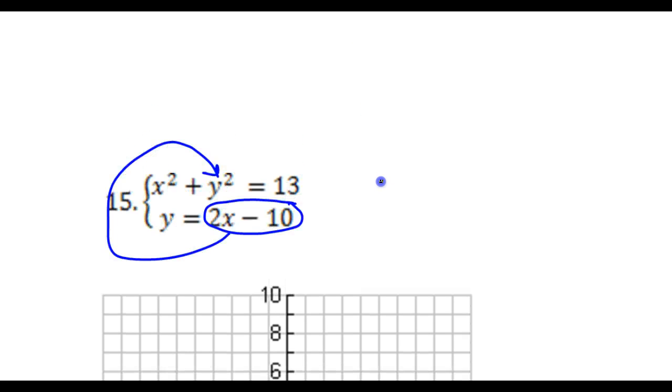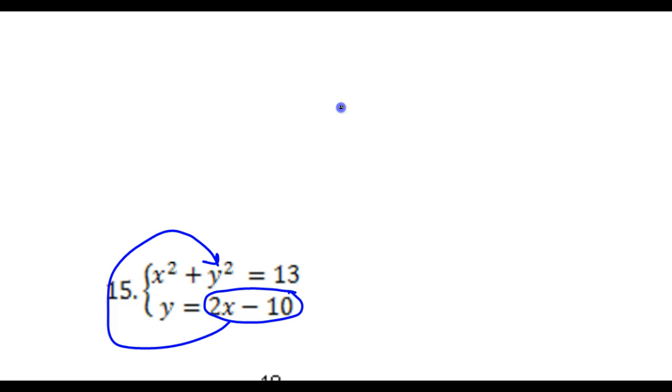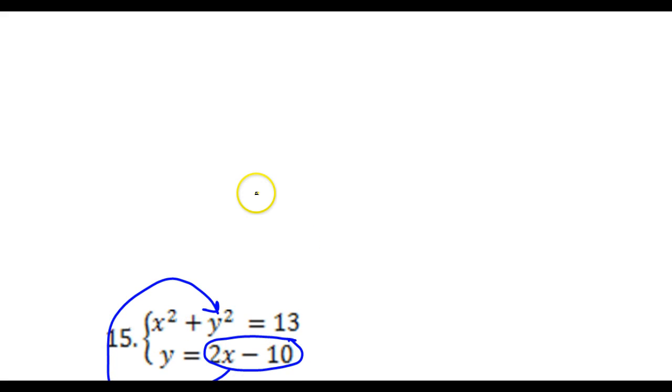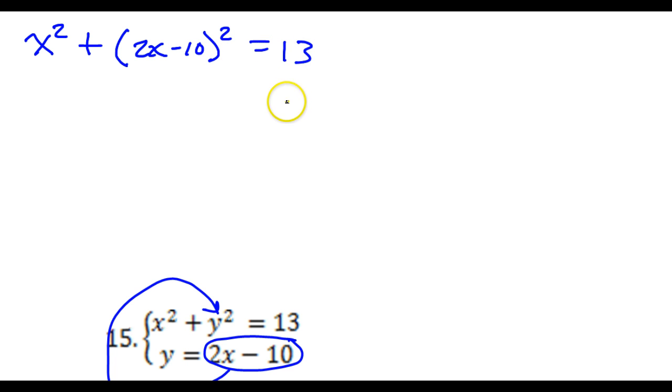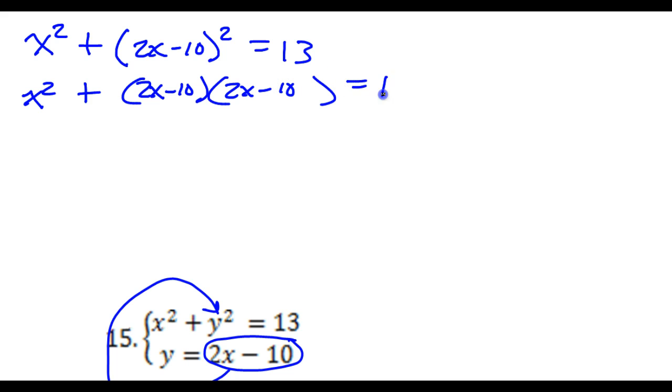So if I do that, that's going to give me x squared plus, now here comes y squared. But instead of y squared, I'm going to put (2x minus 10) squared, and that's equal to 13. So that's going to give me x squared plus, and I'll have to write (2x minus 10) times (2x minus 10). So I'm going to have to double distribute this.